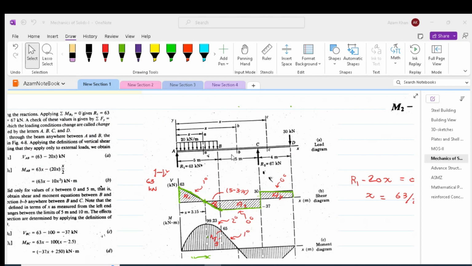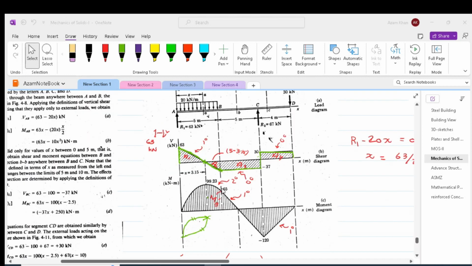So if we had a concentrated load applied somewhere in the middle of BC, then we would have seen a jump similar to this one in between BC, and both values at the jump would have added to the load applied at that point. After this, we will draw the bending moment diagram.